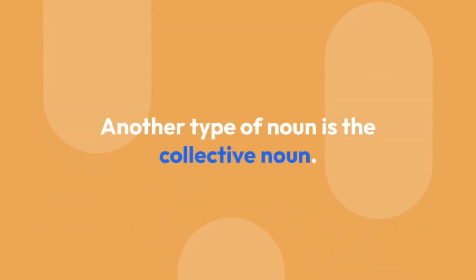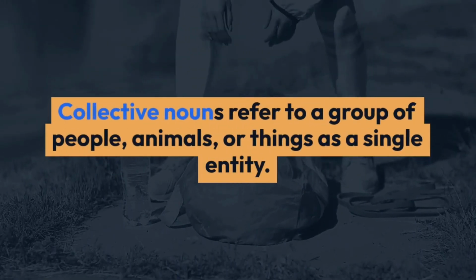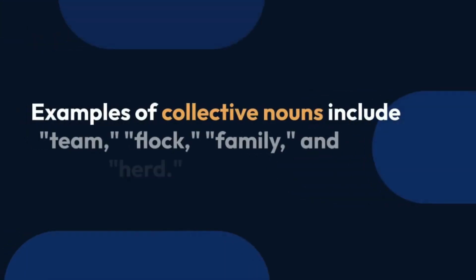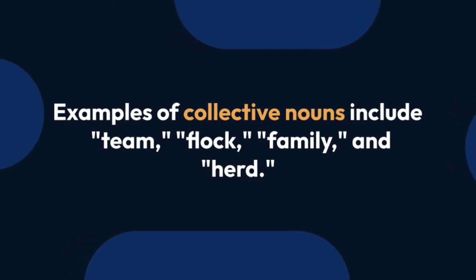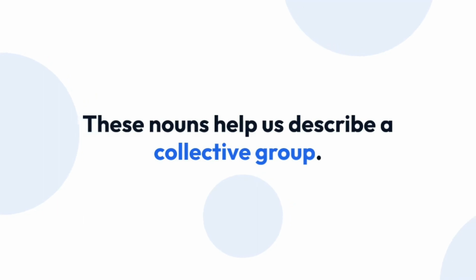Another type of noun is the collective noun. Collective nouns refer to a group of people, animals, or things as a single entity. Examples of collective nouns include team, flock, family, and herd. These nouns help us describe a collective group.